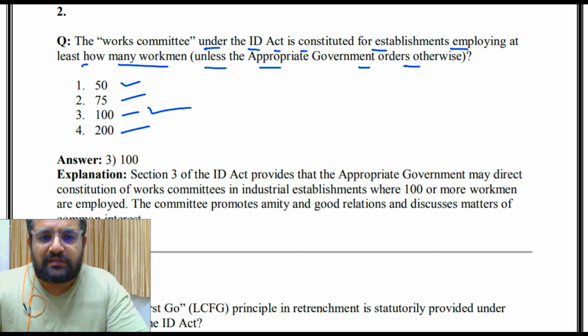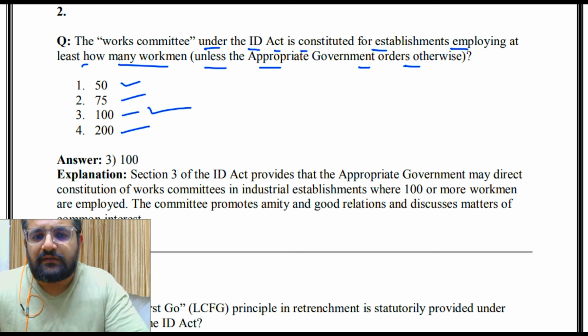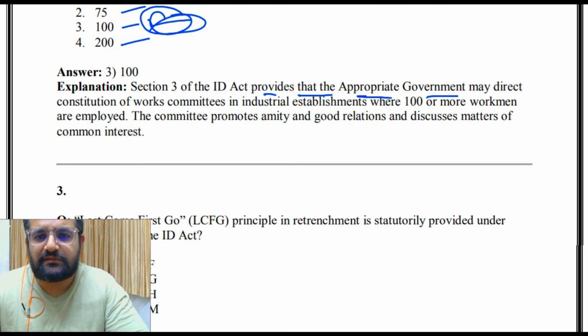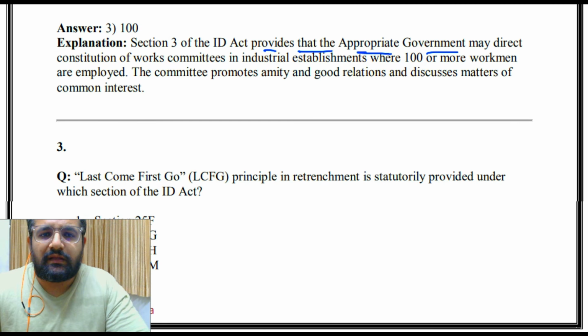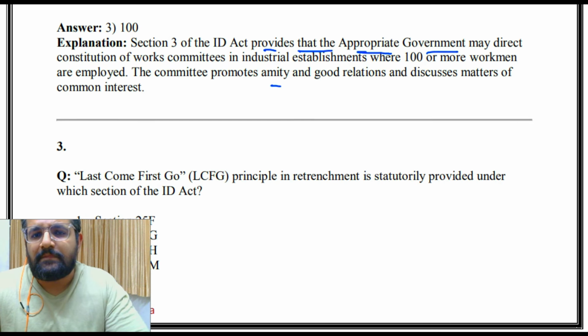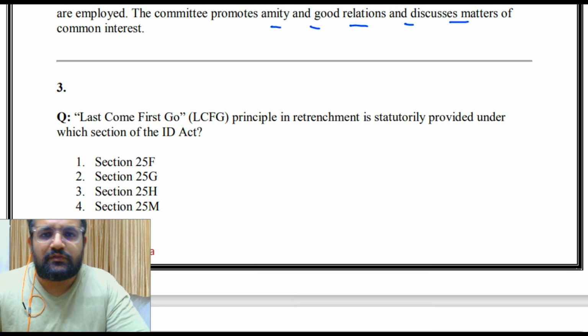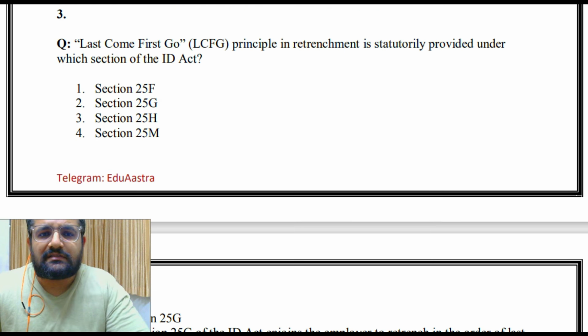Now section 3 of the Industrial Dispute Act provides that the appropriate government may direct constitution of works committee in industrial establishments where 100 or more workmen are employed. The committee promotes amity and good relations and discusses matters of common interest. So what is the number? 100. Last come first go, that is LCFG.